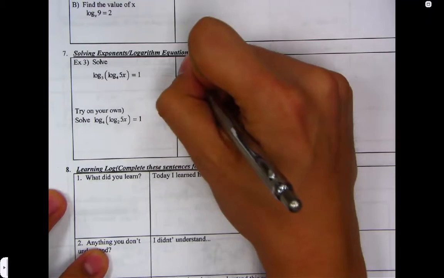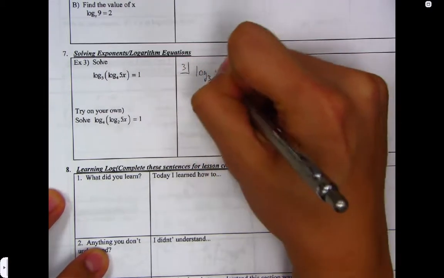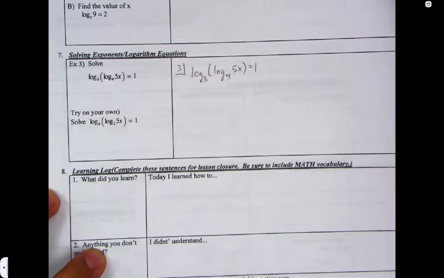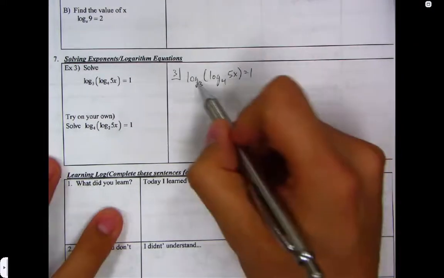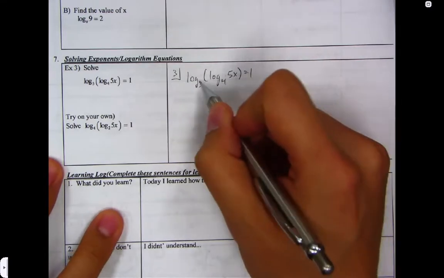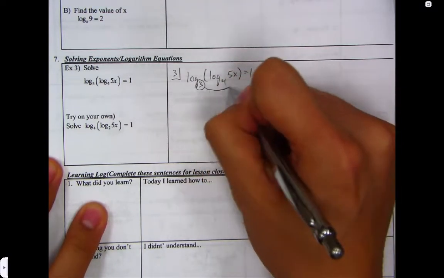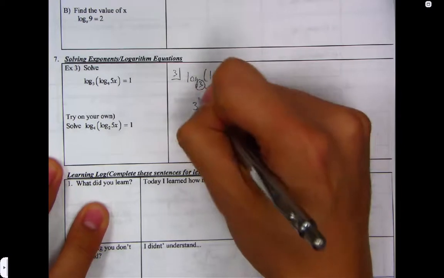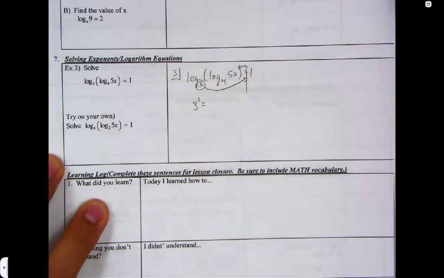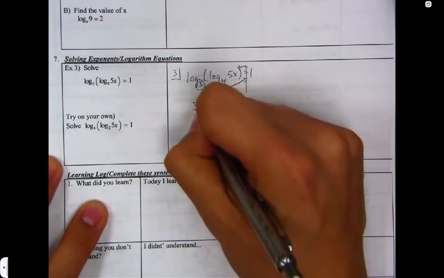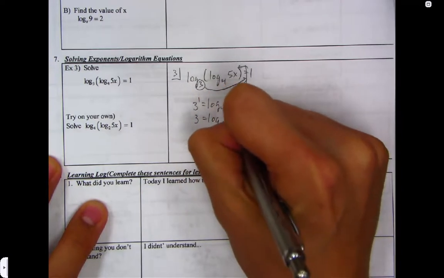Example 3. It's kind of different. It's just applying the property twice. So it's a log equation because it's log, and there's two logs, but the two logs are on one side. So what we're going to do is rewrite it in exponential, so 3 to the first equals, what's on the other side of 1 is log base 4 of 5x. Well, 3 to the first is 3, so we're going to write 3 equals log base 4 of 5x.